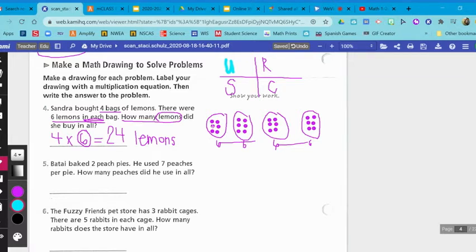Okay? I usually ask myself 2 questions. What do I know, or what information do they give me? And what do I need to find, or what is their question? Those are my tricks for you on that. Do you remember what the R stands for? We did it here with this math drawing, and we also wrote an equation. It stands for represent. The R is represent.